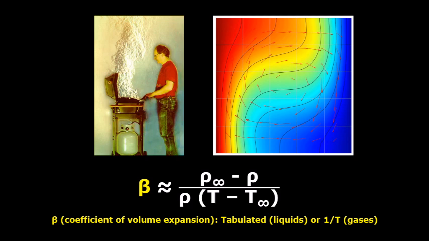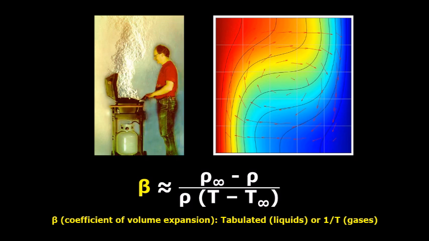This is a thermal property that you can find tabulated for liquids and gases, or you can calculate it very easily, only in the case of gases though, by calculating 1 divided by the absolute temperature of the process. I don't expect you to memorize this definition, but just be aware of this coefficient of volume expansion, because we are going to use it to estimate other important parameters.